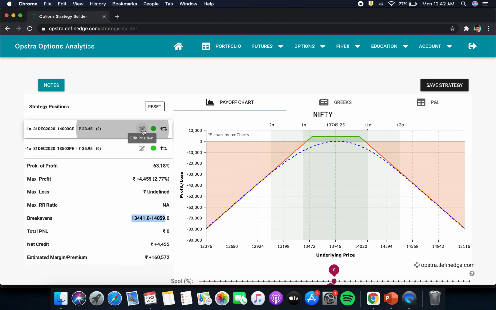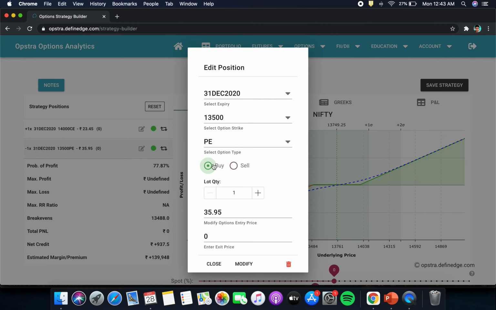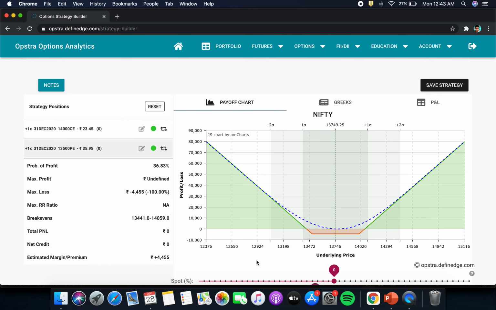I'm not going to do much. I'm just going to change these sell positions to buy, and we have our long strangle ready. As mentioned, if the market stays between 13,441 and 14,059, you're going to make a loss. And if there is a big move in the market, either in the downwards direction or in the upwards direction, the direction doesn't really matter. The only thing that matters is that there should be a move. So the maximum profit is not really defined. You can have unlimited profits if the market starts giving wild swings from here.